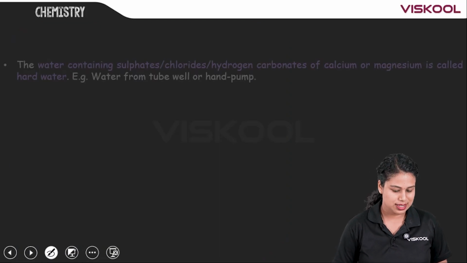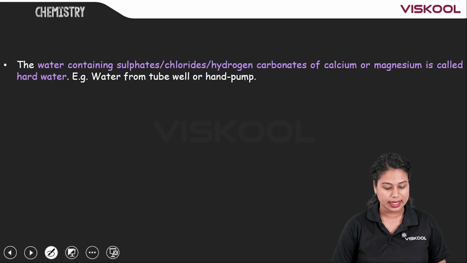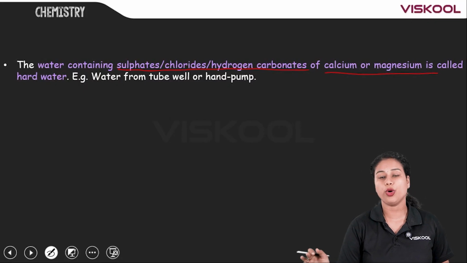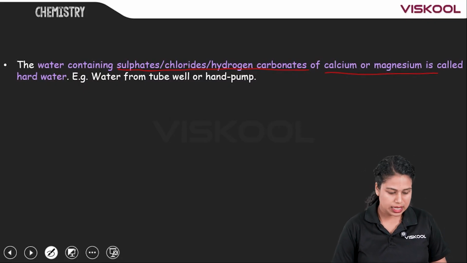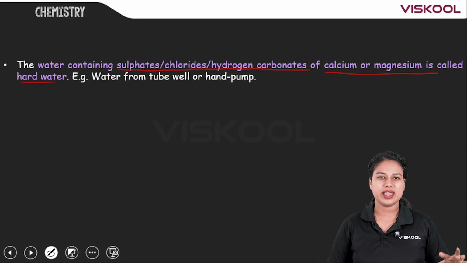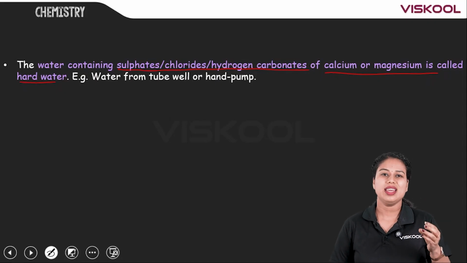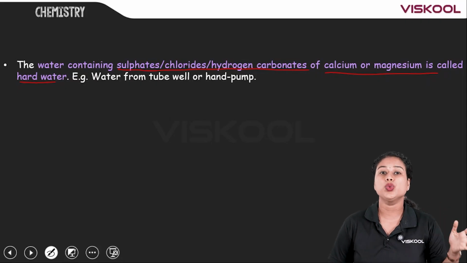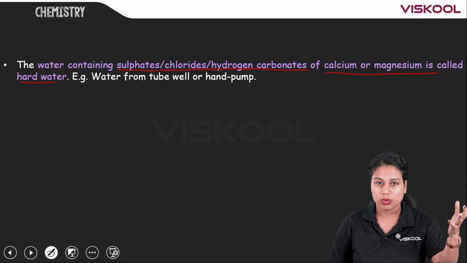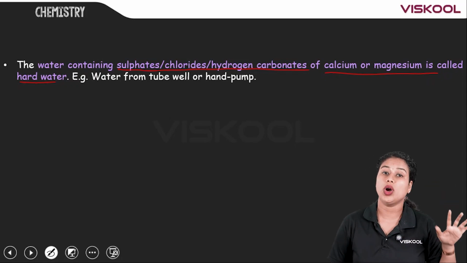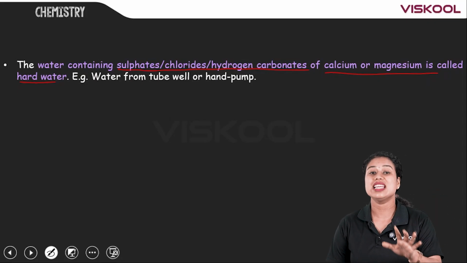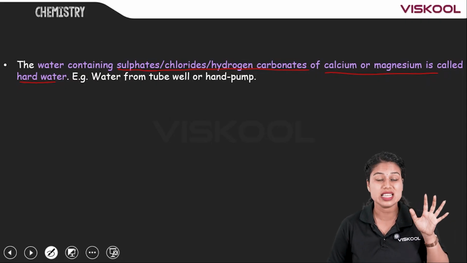Now, let us discuss the water containing sulfates, chlorides, or hydrogen carbonates of calcium or magnesium. Do you know the name of it? It can be called hard water. As we can find in our washrooms, there are some water stains on the tap or the shower that we are using. It is because of the water containing salt. That means it is hard water.